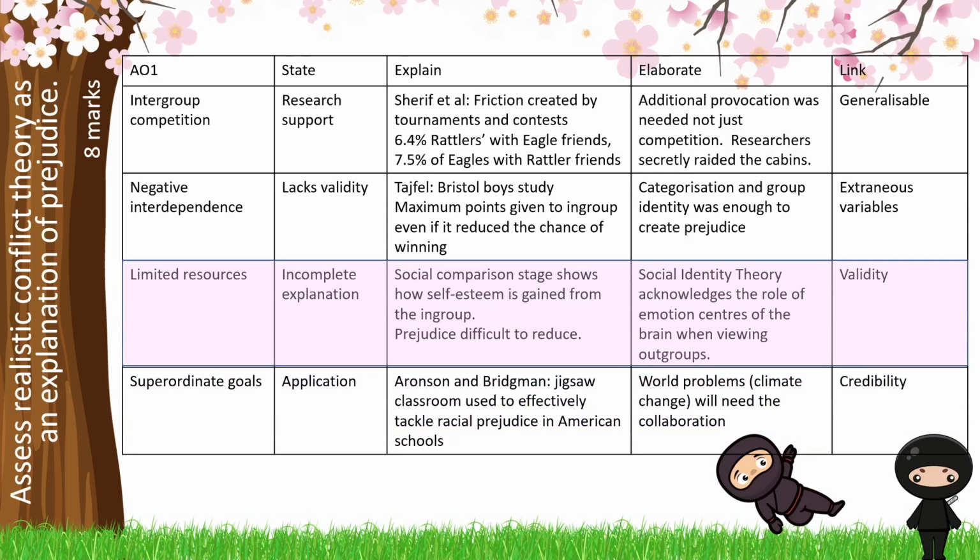When we're then moving through to talk about limited resources and competition, we're going to say that this is an incomplete reductionist explanation, and we're going to give that counter argument from social identity theory.